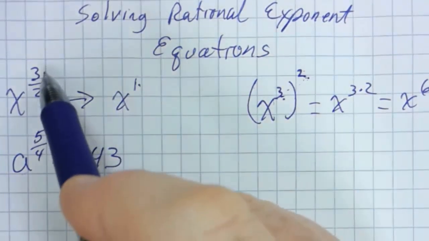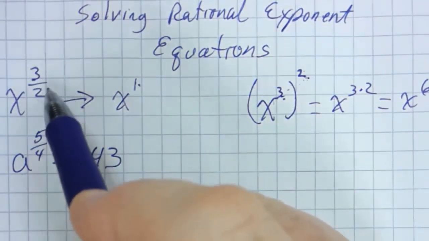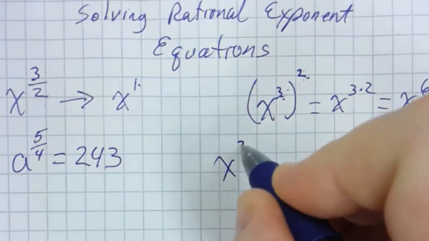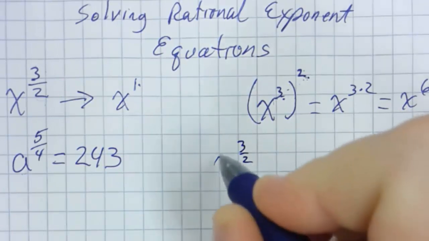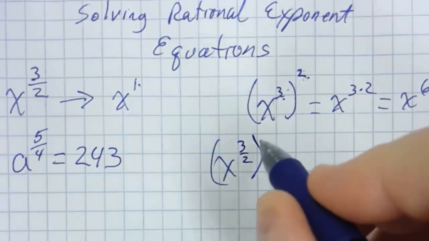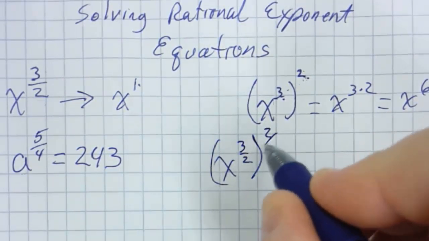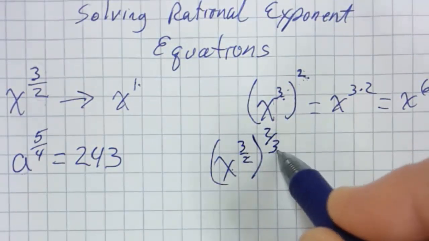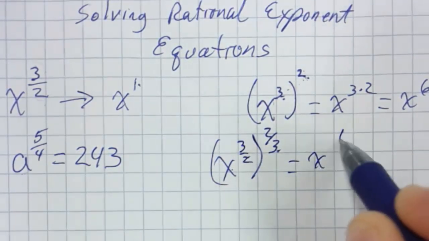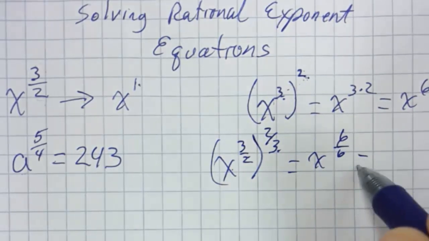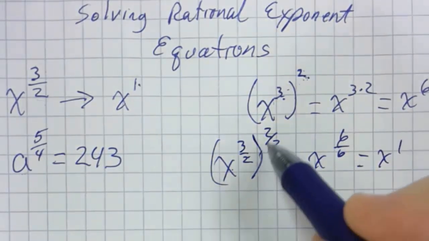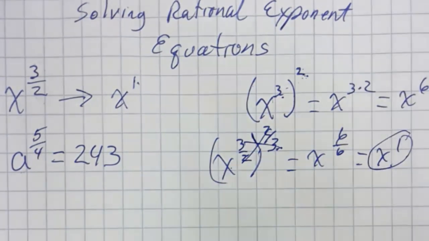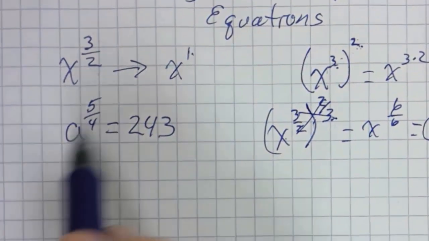But in order to get a fractional exponent of 3/2 to become a 1, let me go ahead and write this down. 3/2, you would have to raise this to the reciprocal power, which is 2/3. So x to the 3/2 raised to the 2/3 would equal x to the 6/6 power, which is x to the 1st. So these powers end up canceling each other out, leaving you with x to the 1st. So we're going to do that on this one.